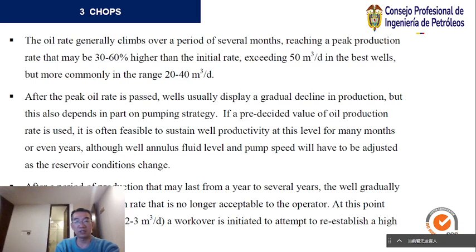After a period of production that may last from a year to several years, the well gradually approaches a production rate that is no longer acceptable to the operator. At this point, a workover is initiated to attempt to establish a higher production rate.